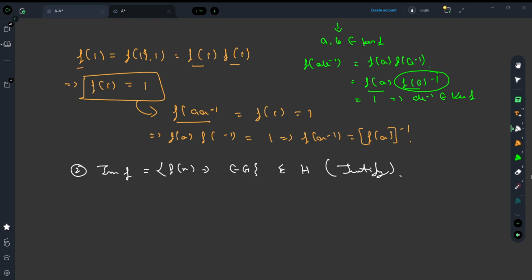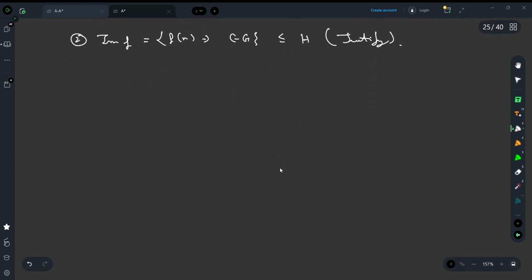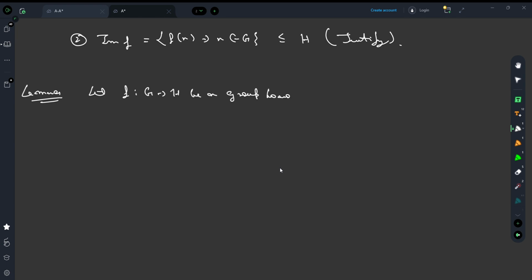One important property which again comes out is, let's talk about this. Let me just present it as a lemma. Let F from G to H be a group homomorphism, then F is injective if and only if the kernel of F is the trivial group, or the identity group, containing only the element 1.